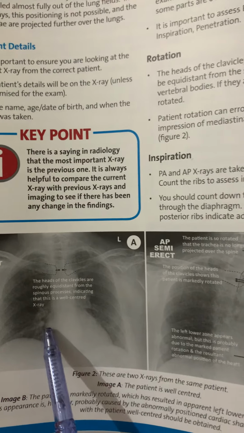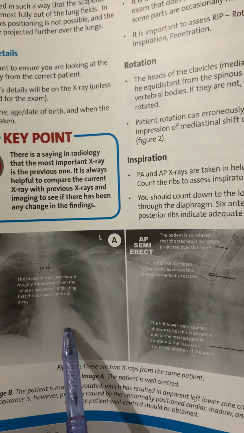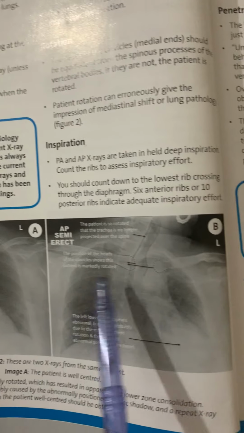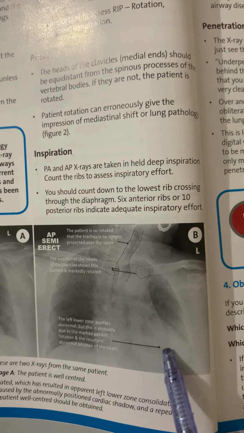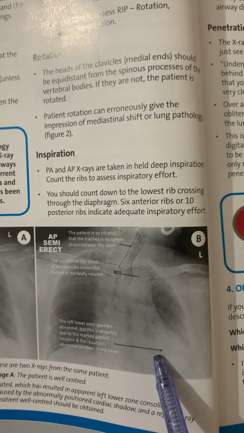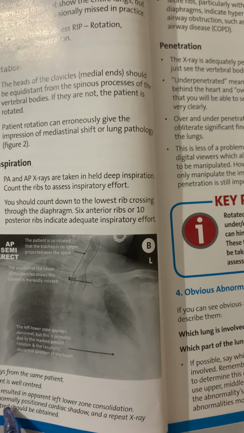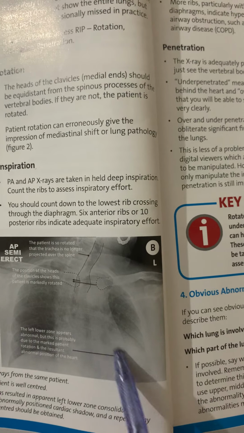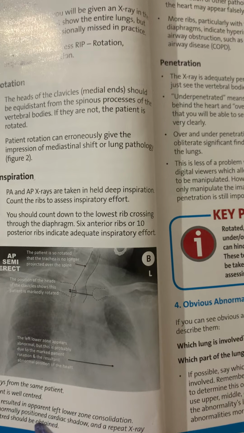This is the patient with the AP view with good inspiration, and the patient is well inspired and well centered, but in this one the patient is not well centered, the patient is rotated, and it has resulted in the false appearance of consolidation in the left lower zone of the lung. This appearance is probably caused by the abnormally positioned cardiac shadow. The heart is pushed more towards the left side, and a repeat X-ray with the patient well centered should be obtained.